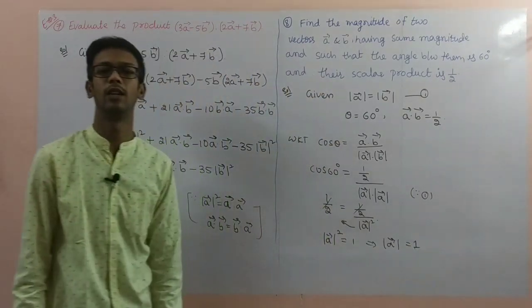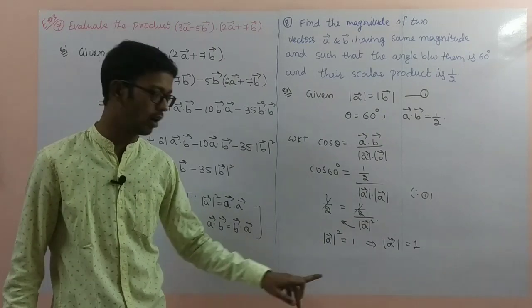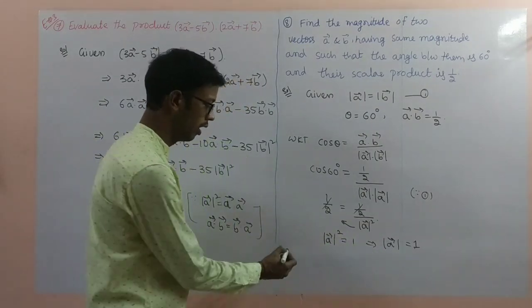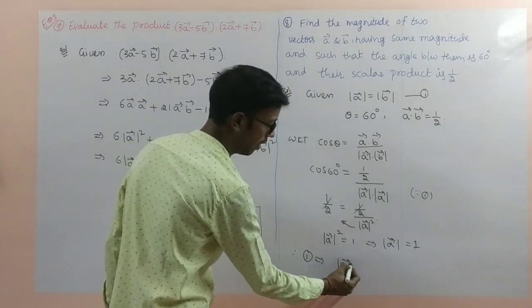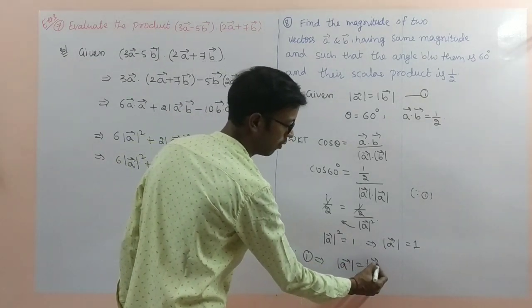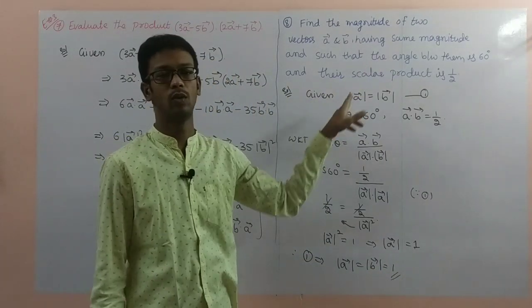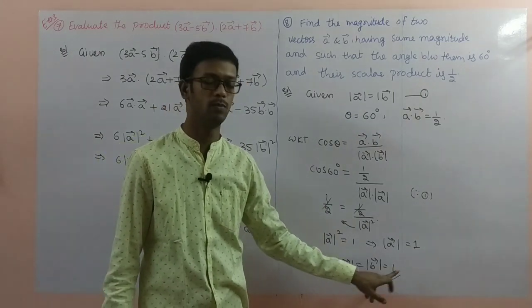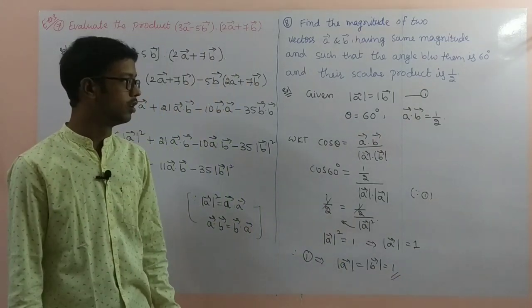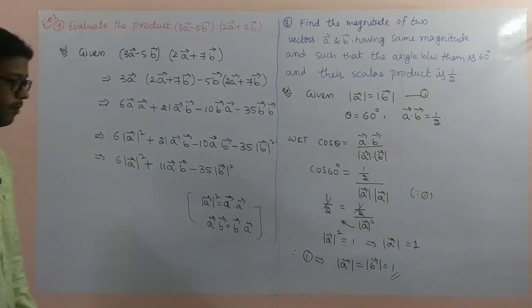Magnitude is always positive, so don't take plus or minus, only take positive. Therefore from equation 1, magnitude of a bar equals magnitude of b bar equals 1. Why? Because they gave that the two magnitudes are the same. So the required magnitudes we got. Pause the video to note it down.